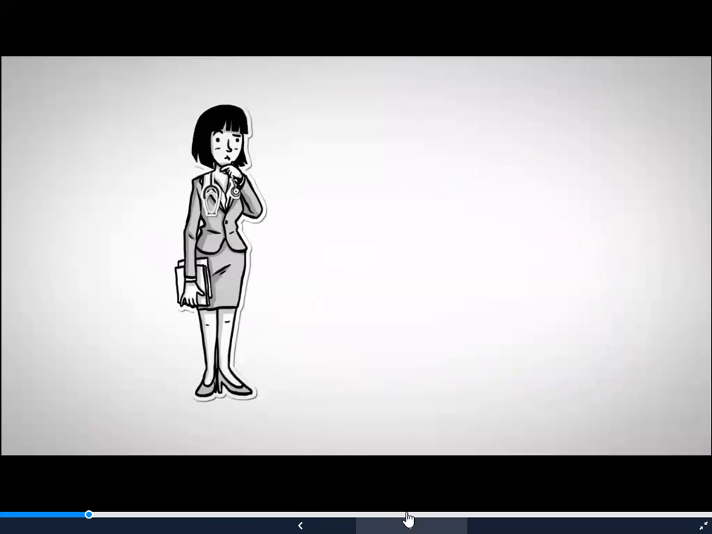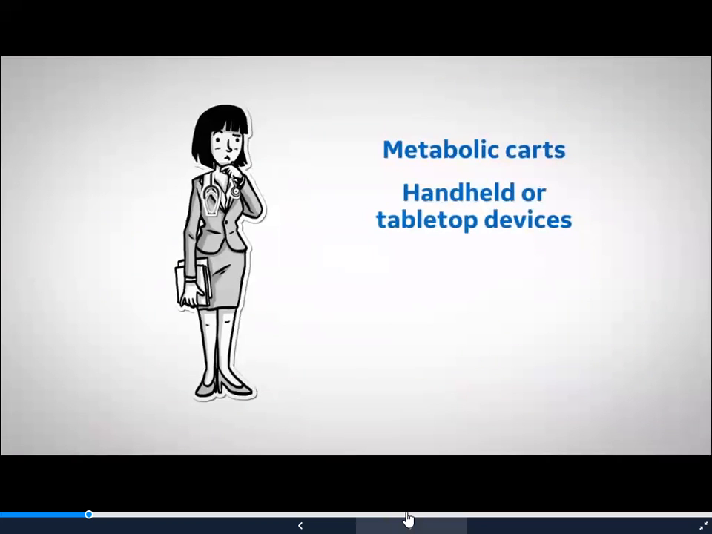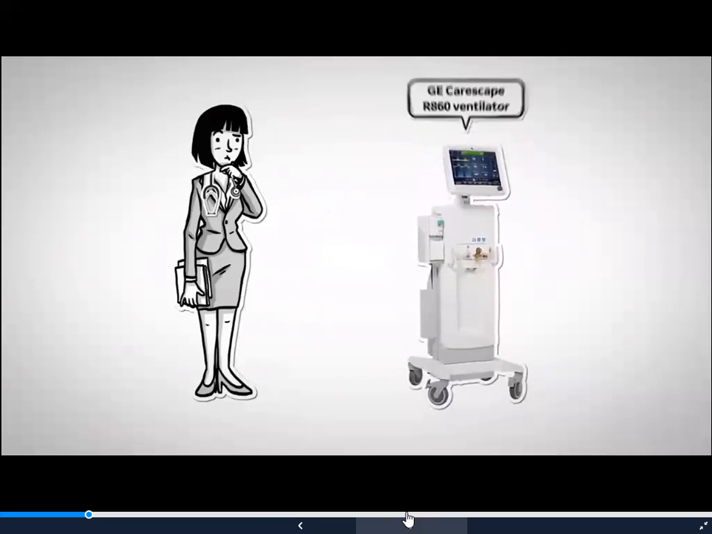Equipment options include metabolic carts, handheld or tabletop devices, or, and I find this to be the easiest, an indirect calorimetry or airway module built into a mechanical ventilator.